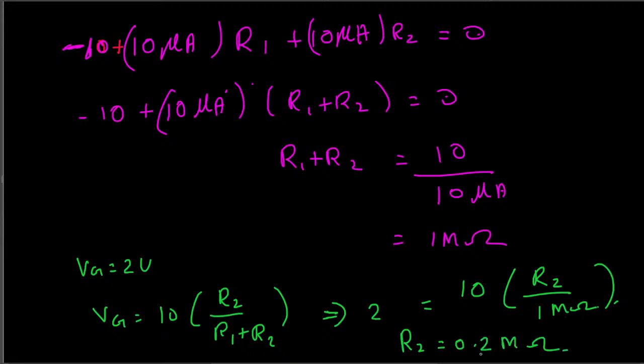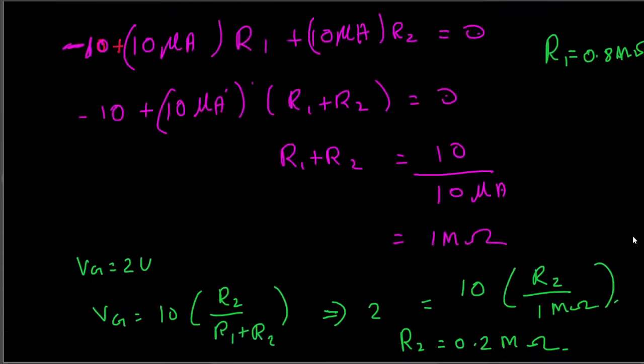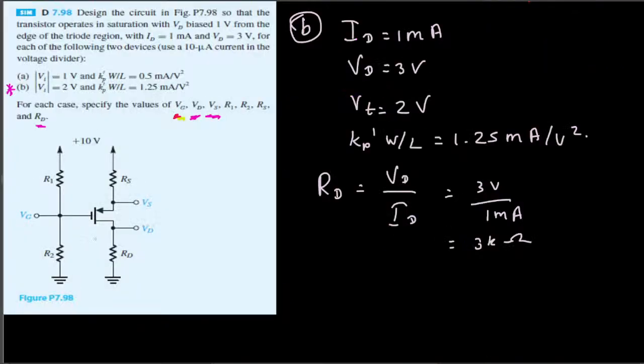If R2 is 0.2 megaohm, then R1 is going to be whatever is left. Since R2 is 0.2, then R1 must be 0.8, because both of them together make 1 megaohm. So this is 0.8 megaohm. So we now have R1 resistance and R2 resistance. Okay, so this one is solved. R1, R2. The only thing that's left is RS.